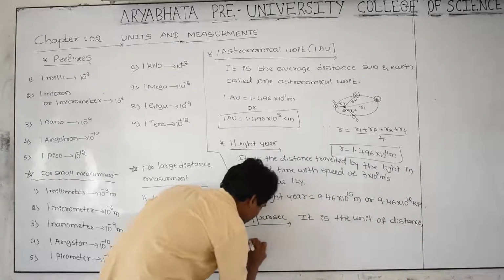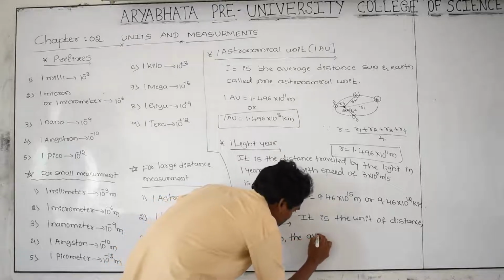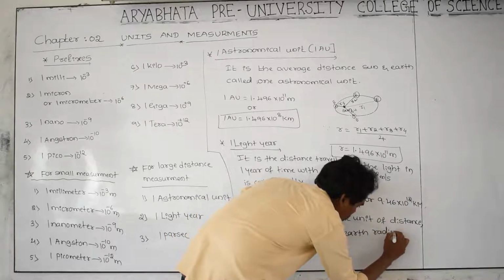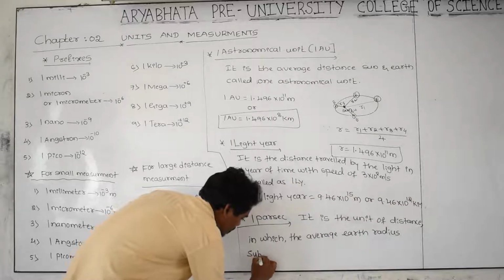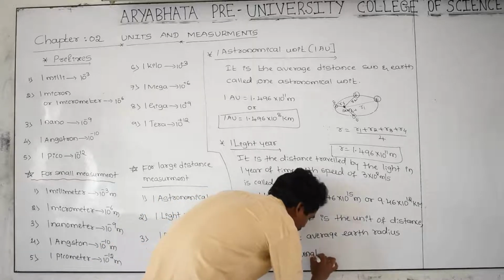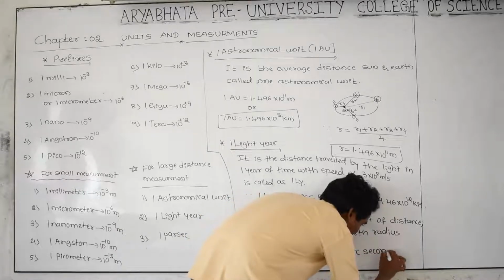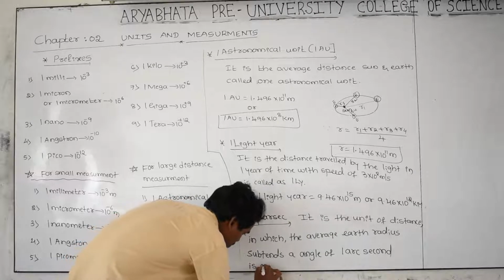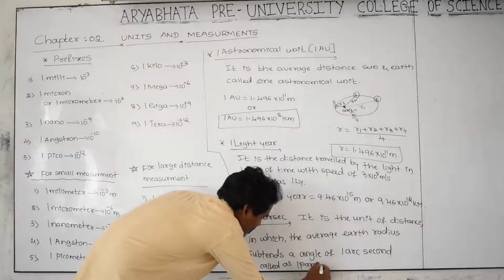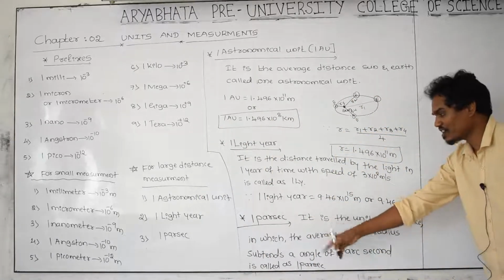Unit of distance in which the average earth radius subtends an angle of 1 arc second is called 1 parsec. 1 parsec is also indicating a distance. Imagine, somewhat it is a bit of a definition.